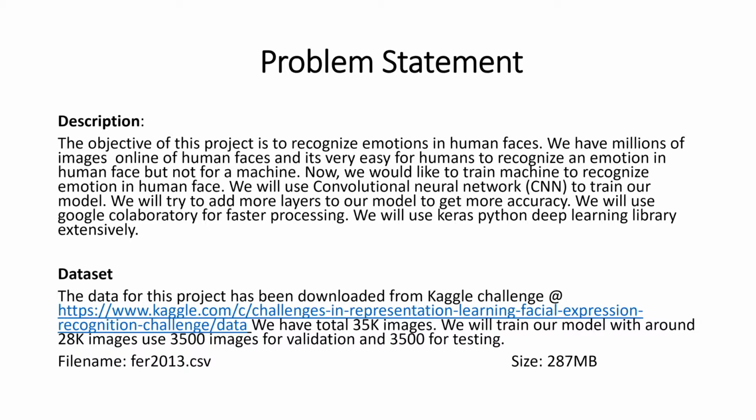We will use convolutional neural nets, and we will use Google Collaboratory for faster processing. We will use Keras, Python, and deep learning libraries extensively. We downloaded the data from a Kaggle challenge, and it has 35,000 images, which we have distributed with 28,000 for training, 3,500 images for validation and 3,500 for testing.